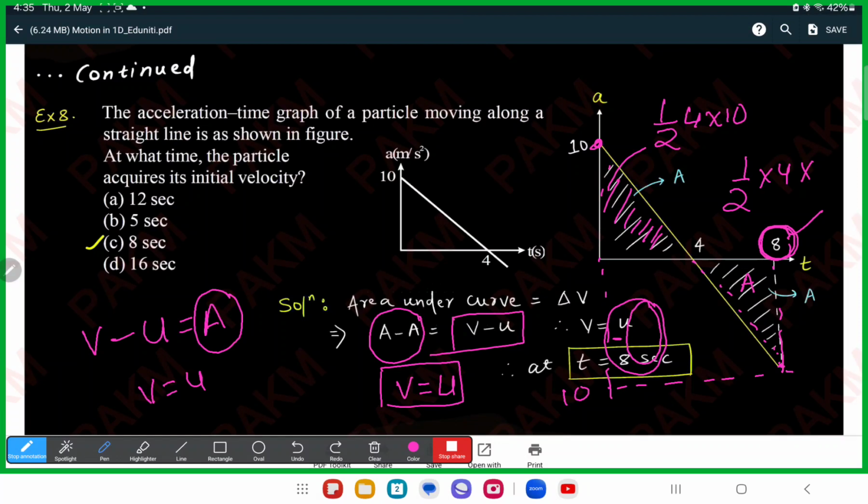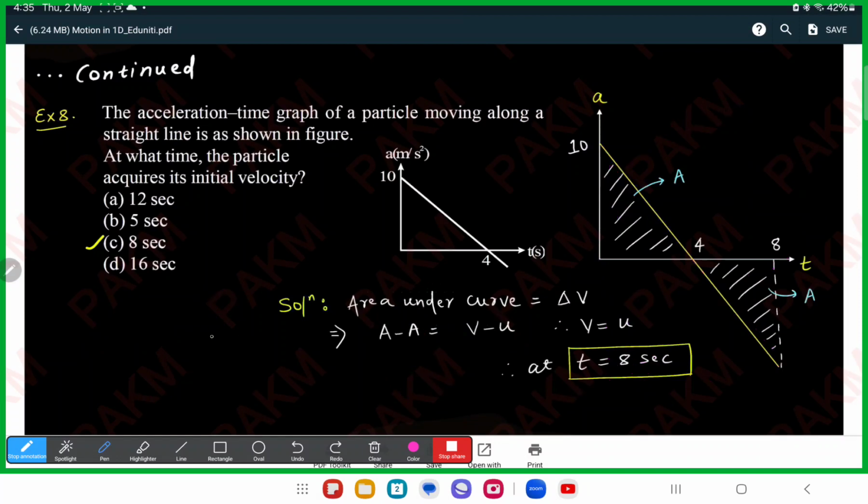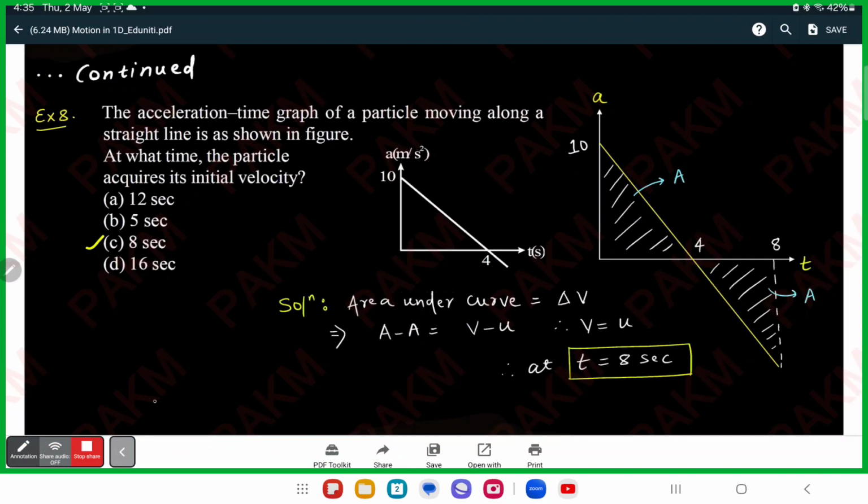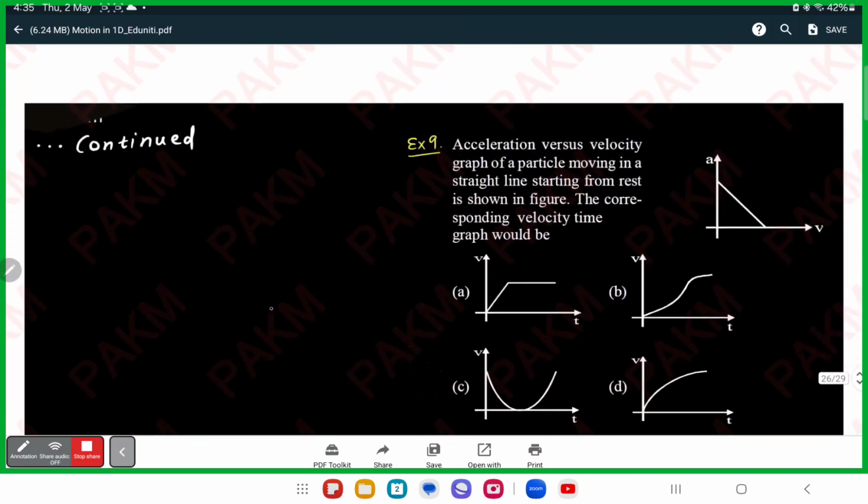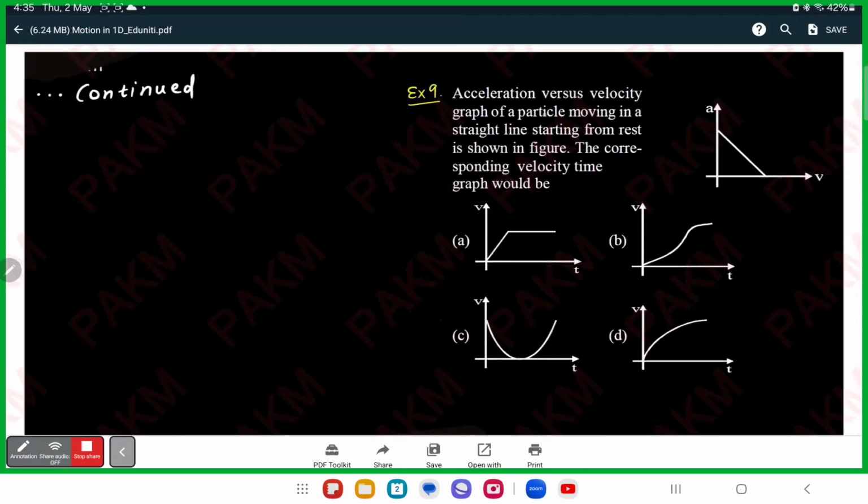So this is one of the good questions that will give additional thinking. The total area is the change of velocity. Total area is going to be 0 only then v is equal to u. So this is one of the finest questions you can get. Now here, they have given an acceleration versus velocity graph, and corresponding to it they have asked for the velocity versus time graph. So once again, this is a good question.